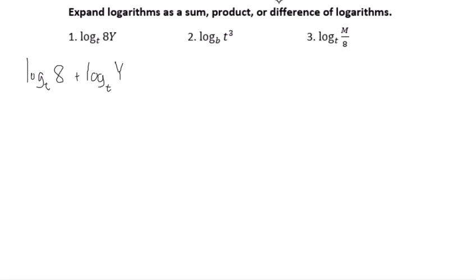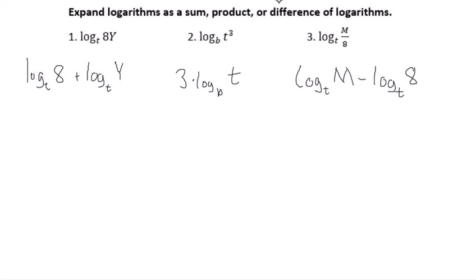All right. Here we have a power. When we have a power, an exponent, we kick it out to the front. So this becomes 3 times log base b of t. This is division here. With division of logs, we write it as subtraction. So this is log base t of m minus log base t of 8.